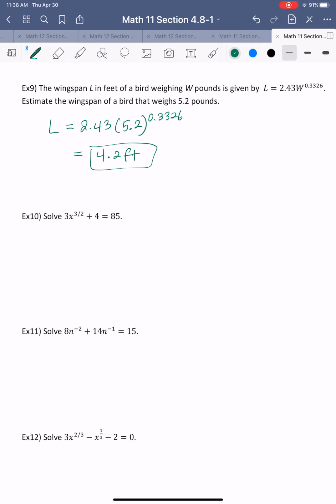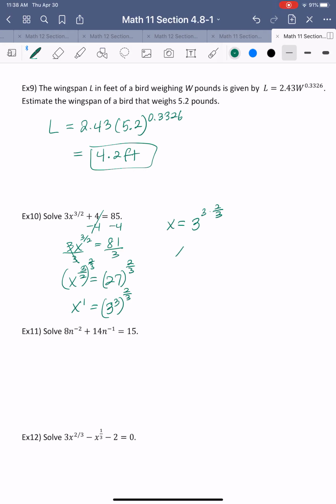Now we are solving for x from this equation. First of all, we need to isolate the x to the 3 over 2 power: 3x to the 3 over 2 equals 81, and divide by 3. So x to the 3 over 2 equals 27. In order to get x to the first power, I need to raise both sides to the power of 2/3, which becomes 1. And 27 is the same as 3 cubed, raised to the 2/3, so the 3 times 2/3 gives 3 squared, so x equals 9.